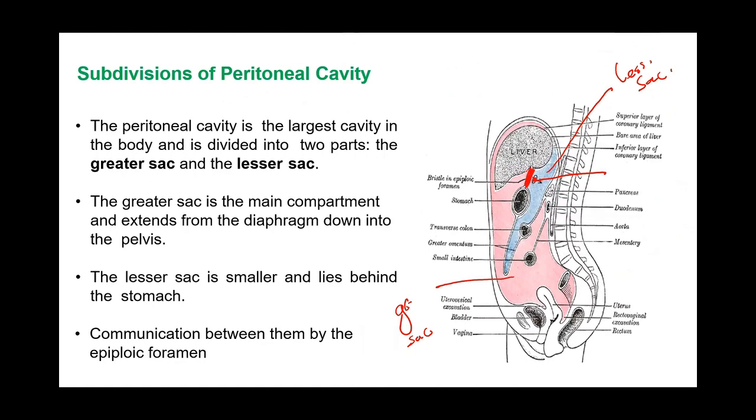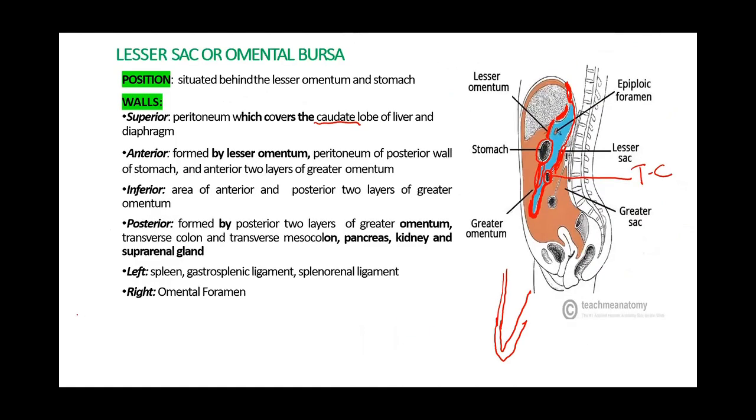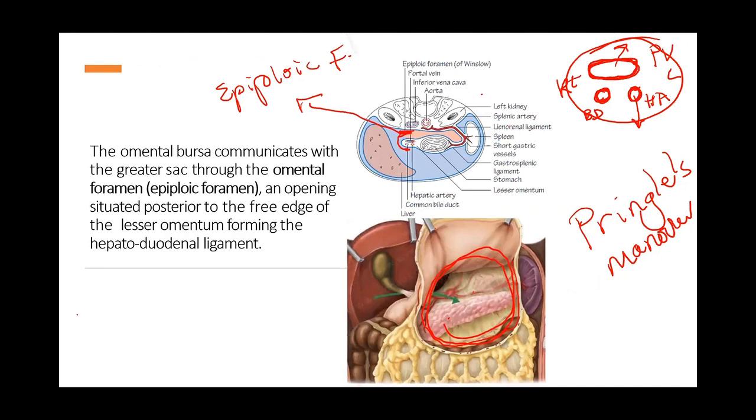Okay? And you have the epiploic foramen. Though we'll see the details of this. And in this lower image, you can see this green arrow indicating how you access the lesser sac or the omental bursa.